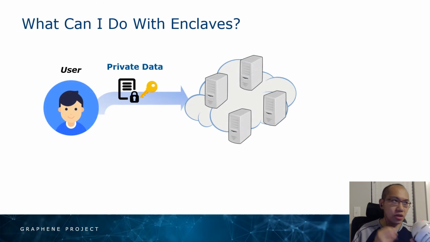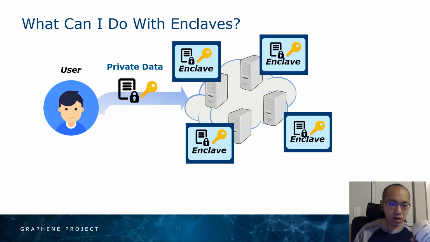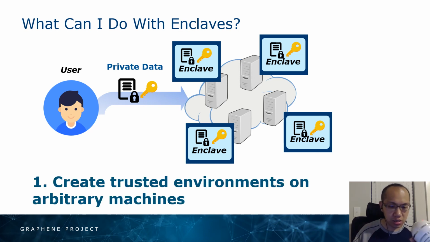So let's get back to the example of the clouds. What is the benefit of using an enclave inside the clouds? Using an enclave, users could actually protect their private data inside the cloud environments. The idea is that users could ask the cloud's machines to create these enclaves to process this private data in a confidential computing setting. In these cases, essentially you are creating trusted environments on arbitrary machines. Even if you don't trust the machine itself, you can trust the Intel CPU, and hence you can trust these enclave environments to be completely isolated from all the other security threats.